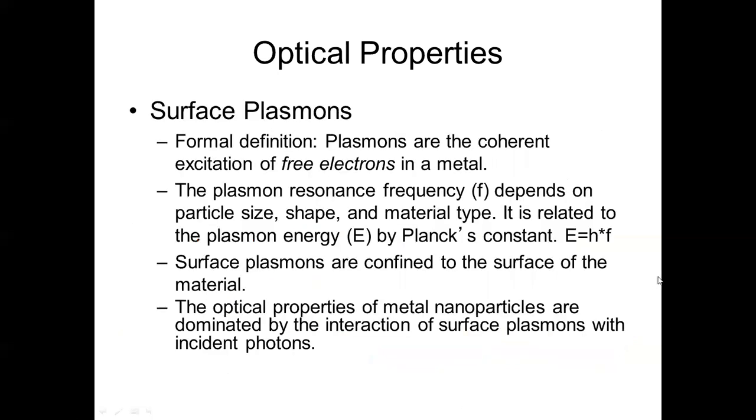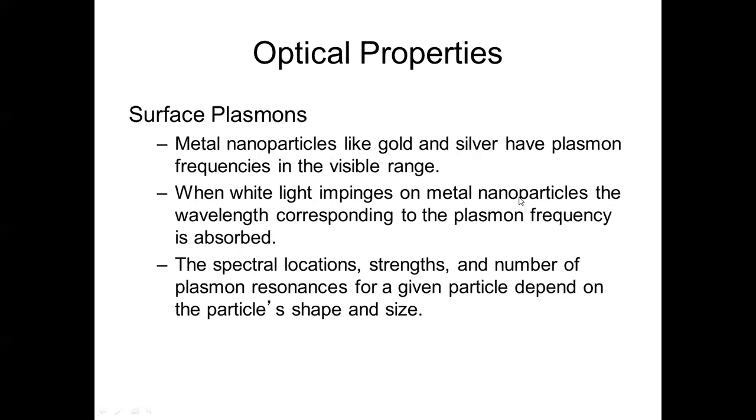So a formal definition: plasmons are the coherent excitation of free electrons in a metal. The plasmon resonant frequency depends on the particle size, shape and material type, and is related by Planck's constant to energy, as in semiconductors. The surface plasmons are confined to the surface of the material. Optical properties of nanoparticles are dominated by the interaction of surface plasmons with the incident photons.